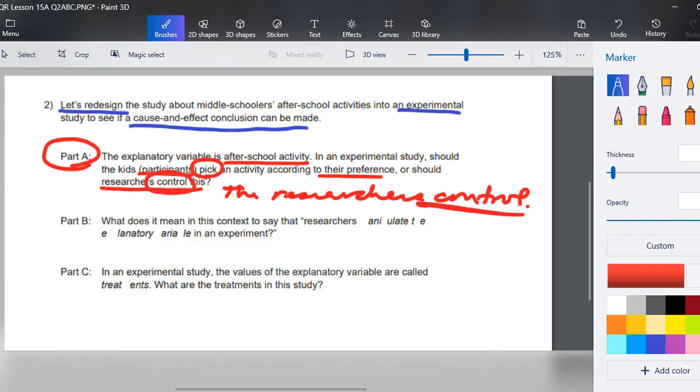The researchers are trying to take out bias and error, and so one of the things they can do to start to ensure this is that the researchers control who will be in each of the groups.